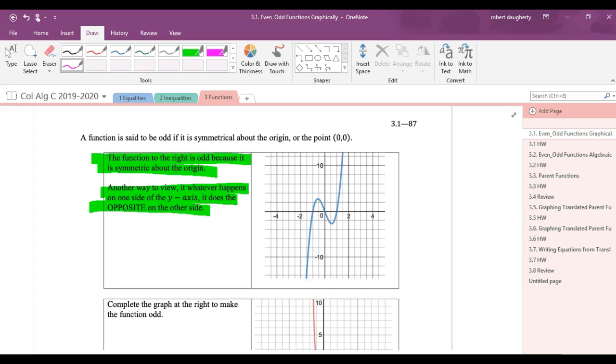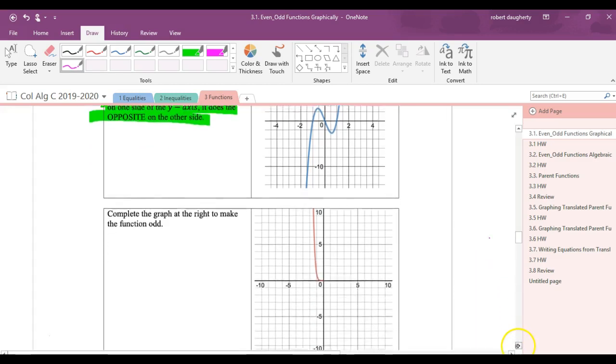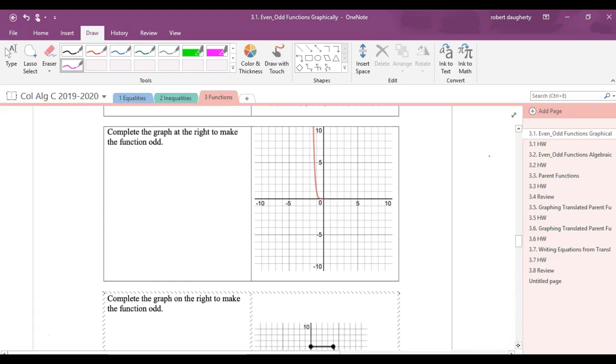So let's take a look at an example, and let's make this function an odd function, okay? Now, what would it do to make this an even function? What would I do? Yeah, I would just mirror this and just go straight up like that, okay? To make it an odd function, I can't do the same thing. I have to do the opposite thing. So it looks like this. This is what this function does.